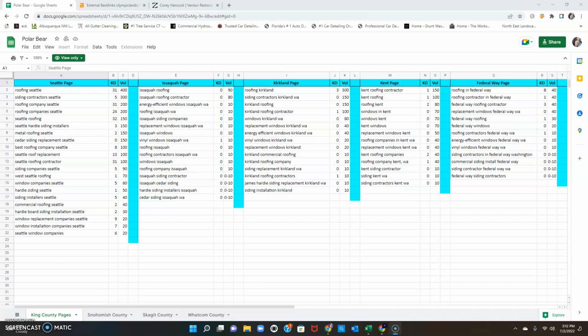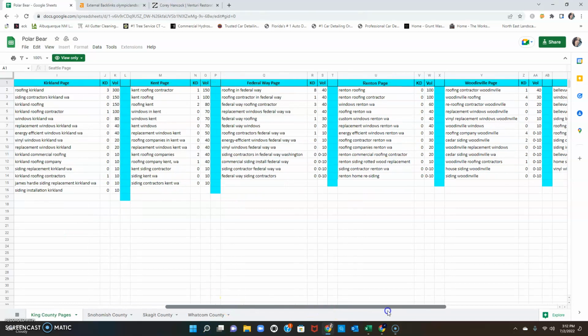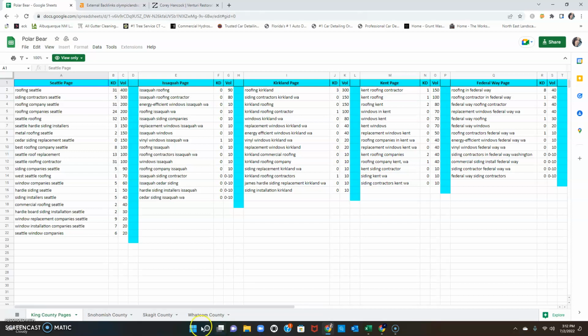So, on the research side of it, what I do is obviously specific to not only my niche, but the business itself and the services. For instance, this is a very large company that I just did, and these are the top keywords that I found for one of their counties, and then obviously each individual location.